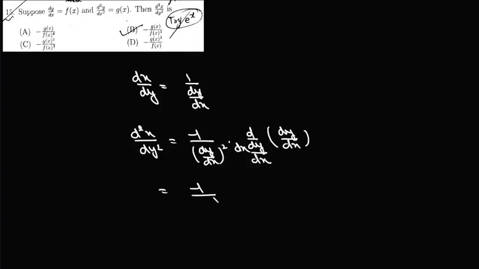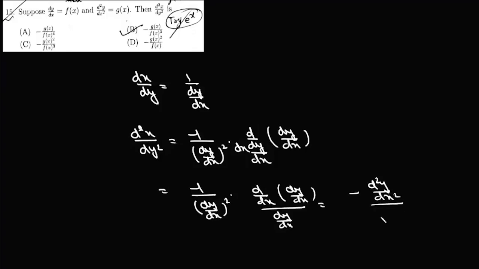Now what we'll do is, we'll write this as d by dx into dx by dy. So we can write this as minus 1 upon dy by dx whole square into d by dx of dy by dx, and we'll also have this one more dy by dx. So it will be minus d2y upon dx square divided by dy by dx whole cube. Now this is g(x) and dy by dx is f(x). So it will be minus g(x) upon f(x) cube, and that will be your option B.